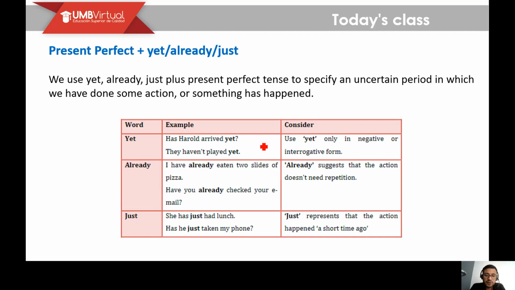Already, for already we have, I have already eaten 2 slices of pizza. Already suggests that the action doesn't need repetition, ¿ya? Esto traduce al español ya, pero no nuestro ya colombiano, de que ya es como en 2 horas, en 10 horas, bueno, no. Es ya de que ya pasó. I have already eaten 2 slices of pizza. Yo ya comí rebanadas de pizza, ¿cierto? Or have you already checked your email? So you have it in affirmative form and in the question form.